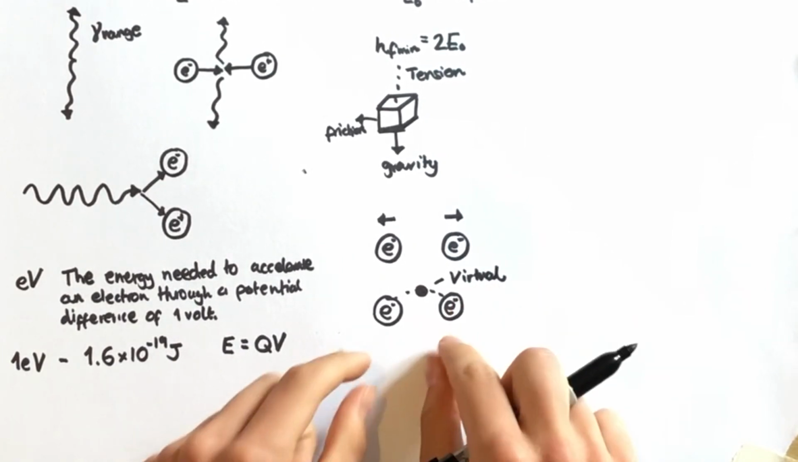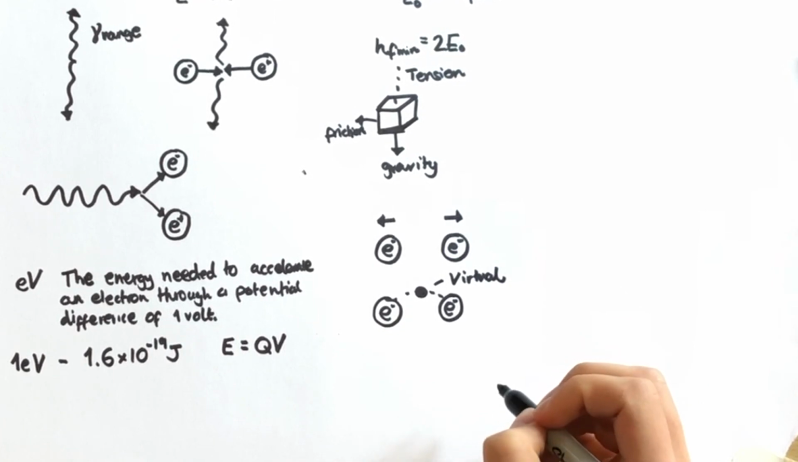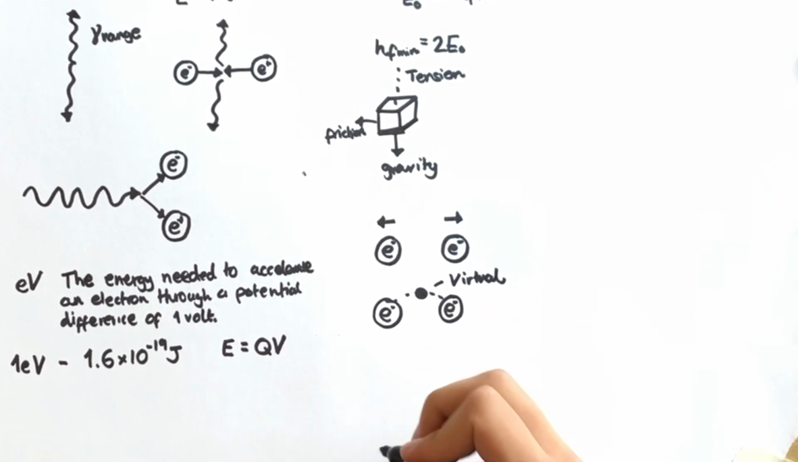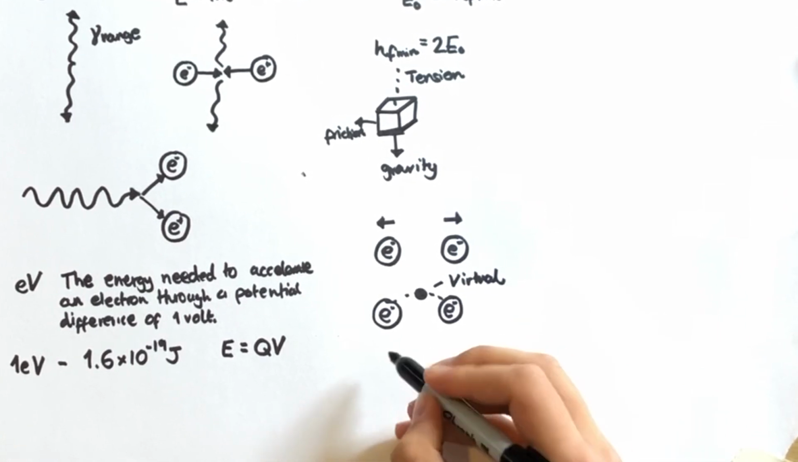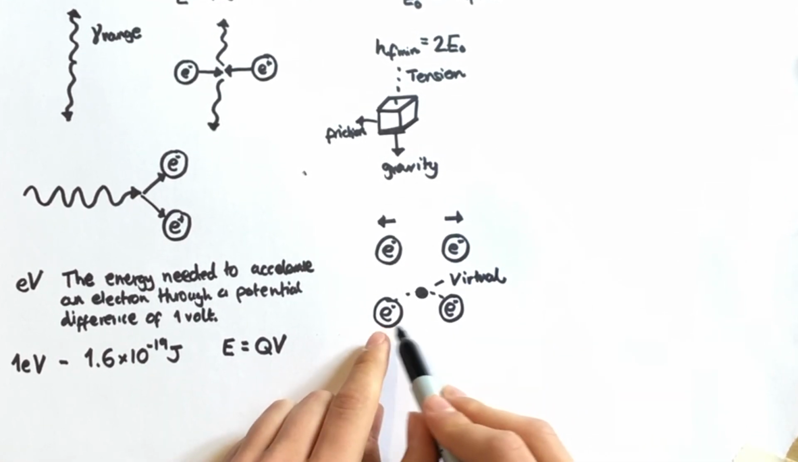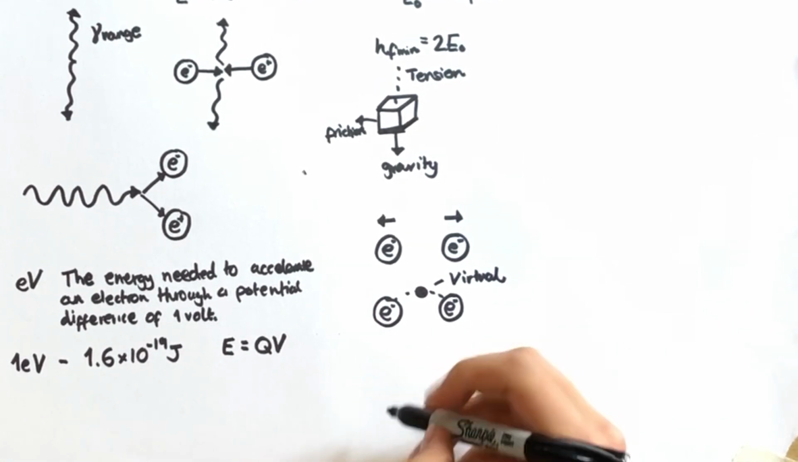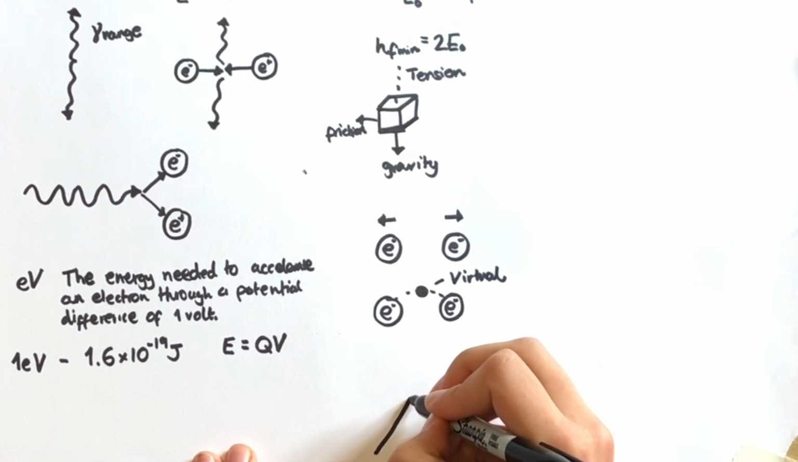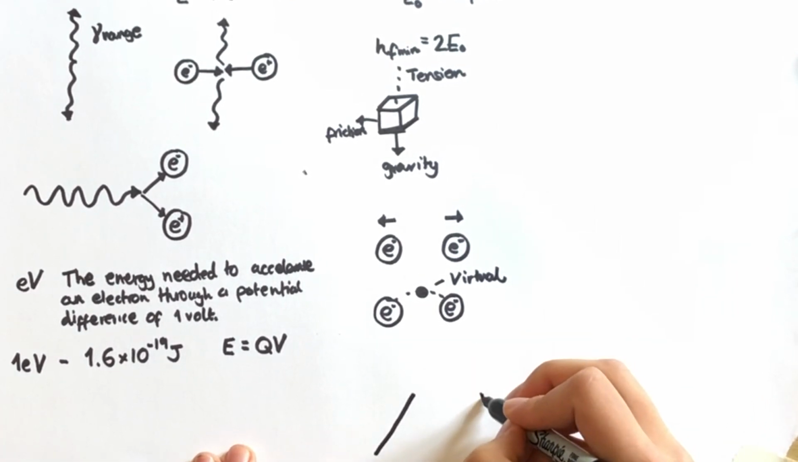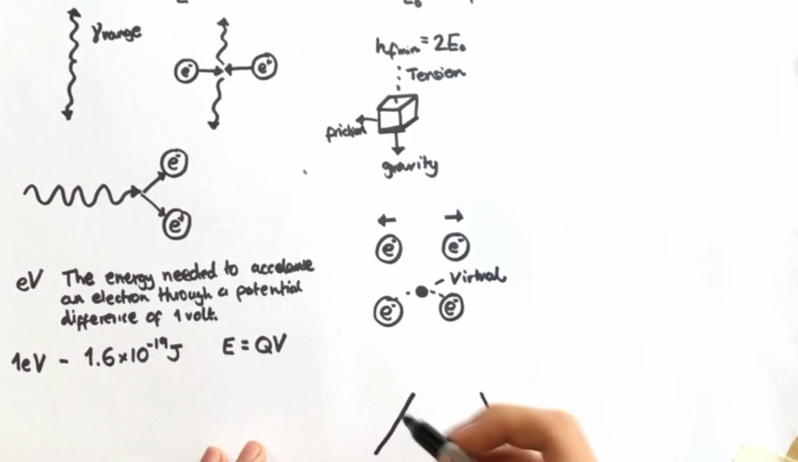Now, we can represent these interactions by what's known as a Feynman diagram, and you'll need to know how to draw Feynman diagrams as part of this course. So let's draw a Feynman diagram for two different electrons, and as we do so, I'll talk you through the rules. All incoming particles on a Feynman diagram come in from the bottom.